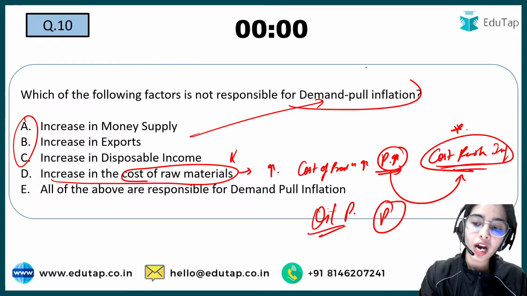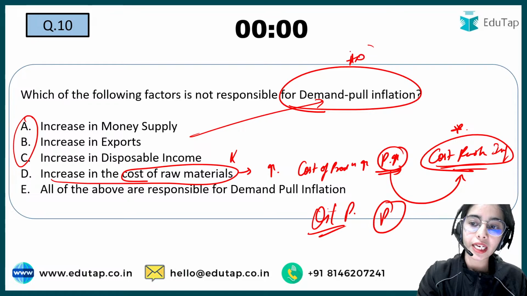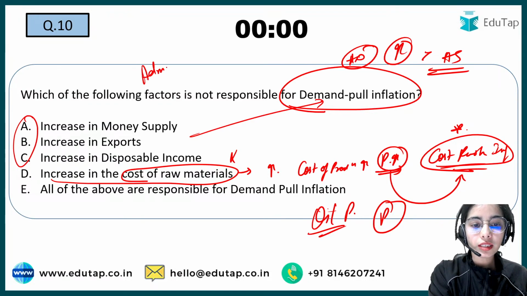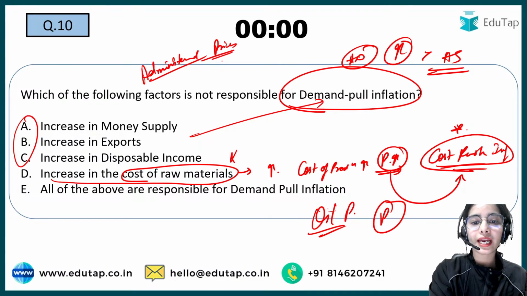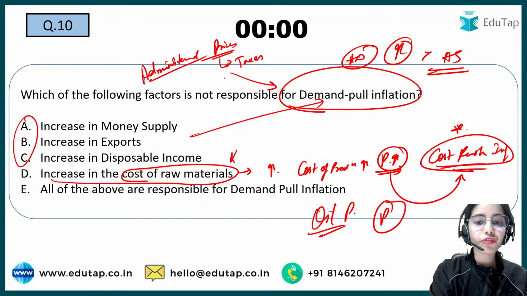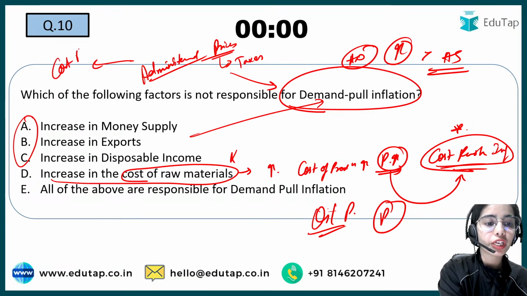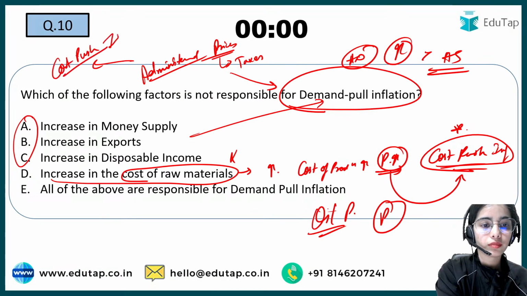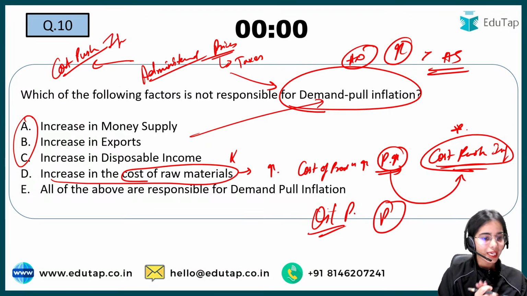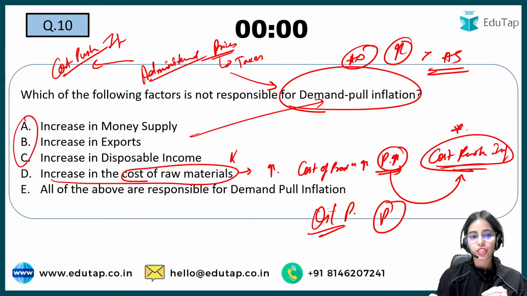The demand pull inflation only happens when the aggregate demand is increasing and is greater than the aggregate supply. So let's say that the administered prices are increasing, or the administered taxes are increasing. Then the cost push inflation is going to come.